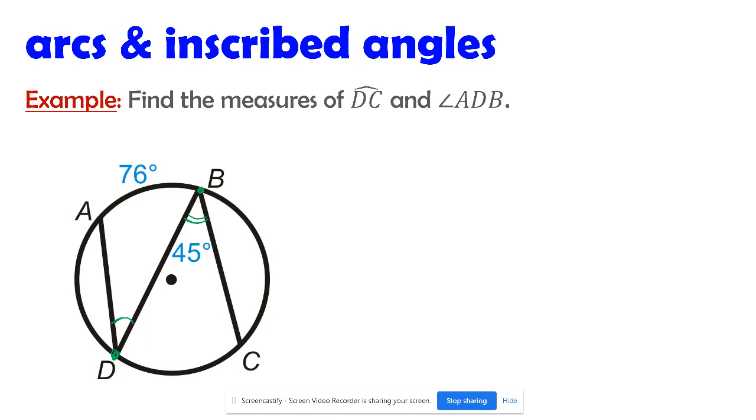So let's start with arc DC. I'm going to write this with the little M in front to say measure of arc DC. If you look at arc DC, find those 2 points and make this little arc.